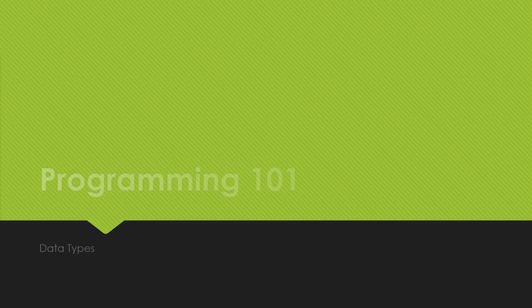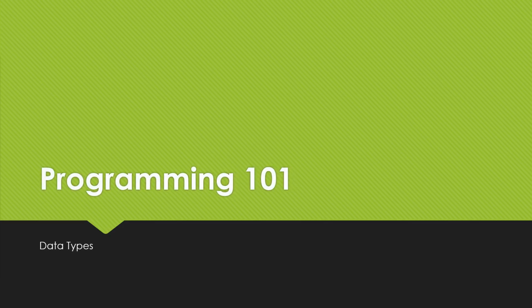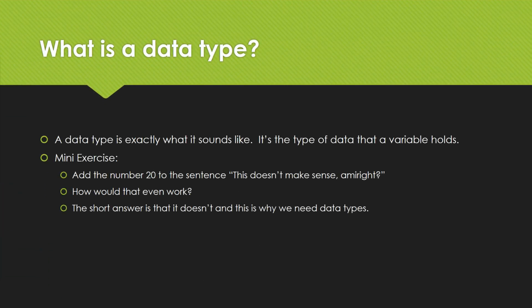So this is going to be a continuation of the Programming 101 series. We're going to be talking about data types. Now, data type is exactly what it sounds like. It is a type of data. So if you remember back in the first video, we talked about variables. If you remember, a variable is just a container that holds data. So the data type is just a way for us to tell the computer what type of data the variable is holding. And let me demonstrate that a little bit better here.